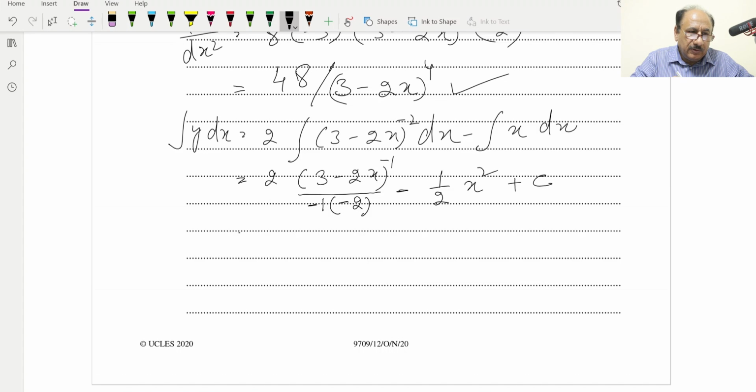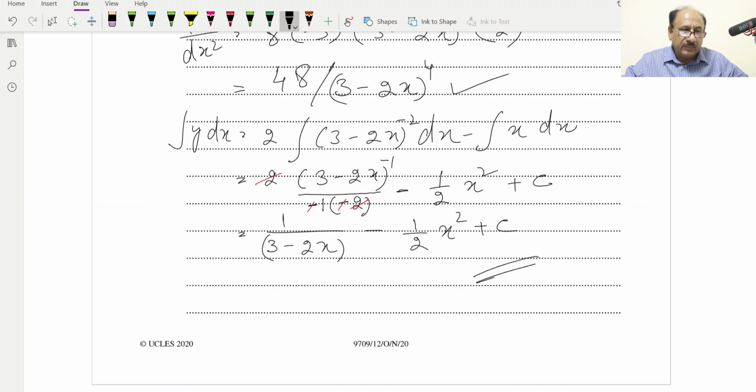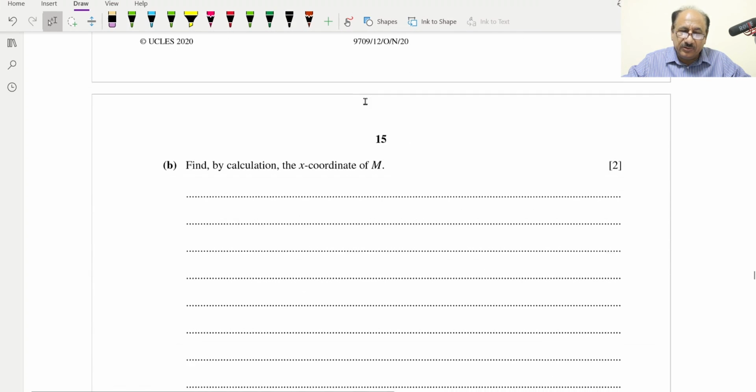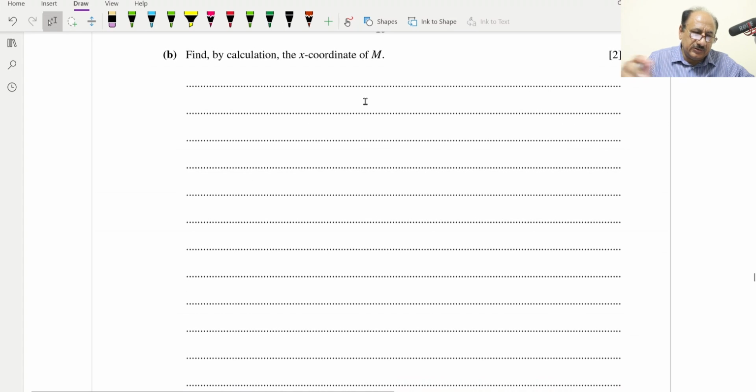Now we can rewrite this: minus minus will be plus, and the 2 and 2 will be cancelled, and the minus will be cancelled, and we can write it as 1 over (3 minus 2x) minus 1 over 2x squared plus c. This will be basically the integral which is required. So we have done the first order derivative, second order derivative, as well as the integral also.